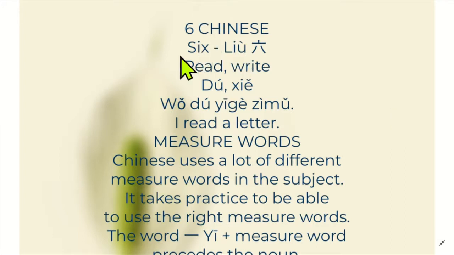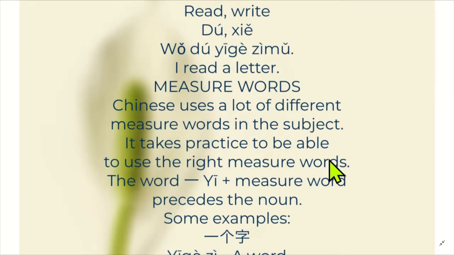This is a character for 有, which is the number 6. Read and write in Chinese. 读写. Read, 读; write, 写. 我读一个字母. I read a letter. Let's say that again. 我读一个字母.